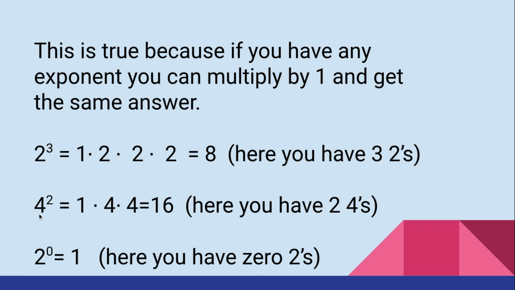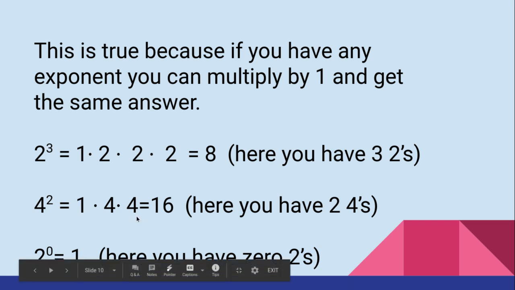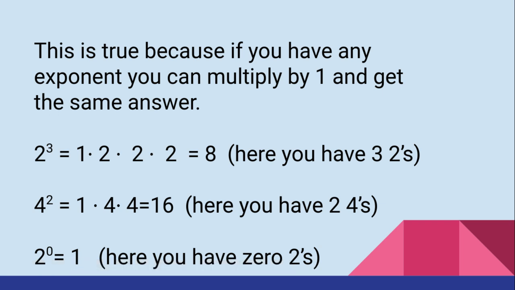So when I look at the next one, I have 4 to the second power, which tells me I'm going to have 2 fours. So that tells me I'm going to multiply 4 by 4. Again, if I multiply it by 1, it doesn't change my value, and my answer is 16.